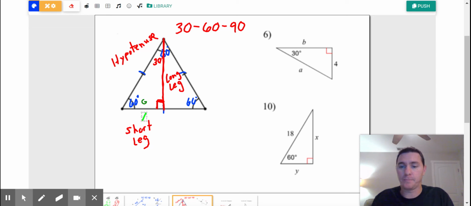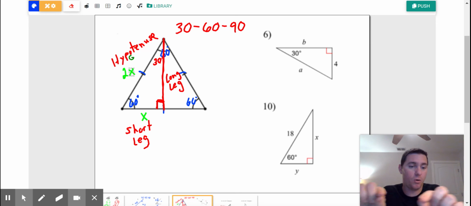Right. Now, our short leg, let's just define it as x. Well, then we know that the hypotenuse is 2x. And that's because the short leg was cut in half. If the left side is x, then the right side would be x, and the whole length would be 2x.